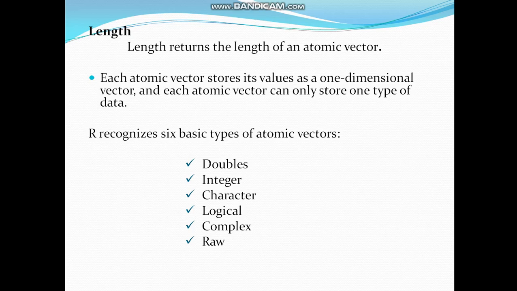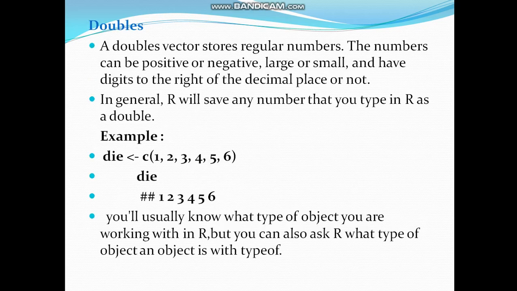Already we know each atomic vector stores its values as a one-dimensional vector, and each atomic vector can only store one type of data. Here we recognize 6 basic types of atomic vectors: doubles, integer, character, logical, complex, and raw. All of you know doubles, integer, character, logical, complex are data types. All of you know them very well.